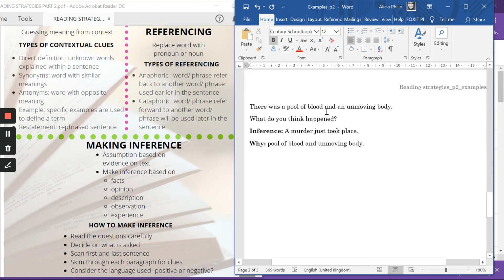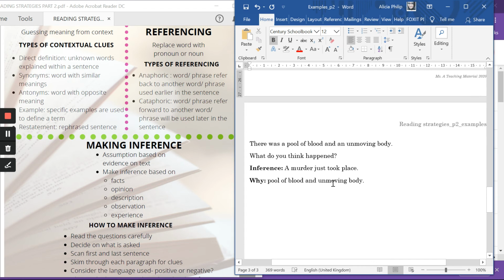There was a pool of blood and an unmoving body. What do you think happened? So based on the evidence given, there are two pieces of evidence. Number one, pool of blood. Second, a body that is not moving. So what assumption can you make? You can assume that a murder took place. Okay, so this is how you make inferences.